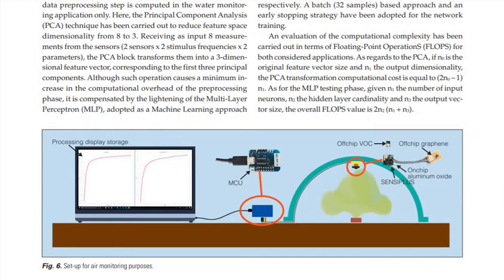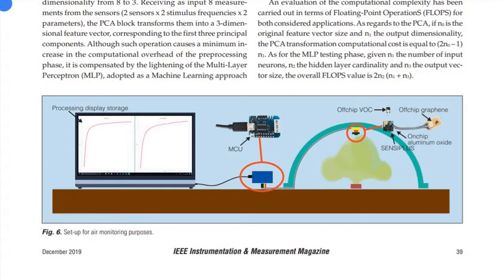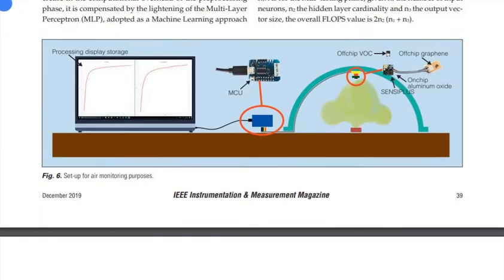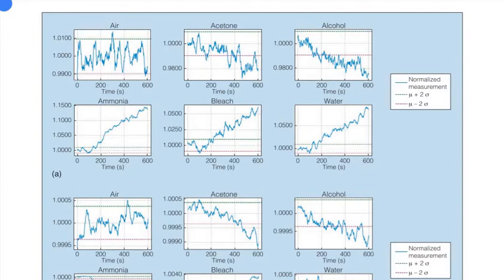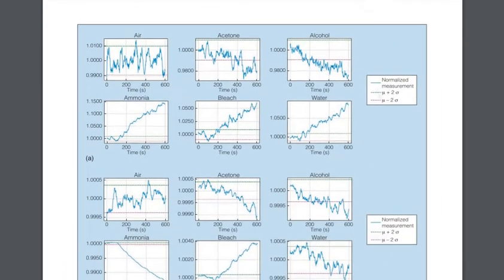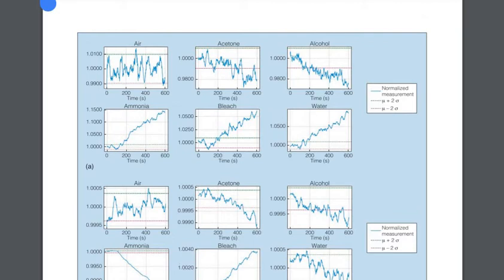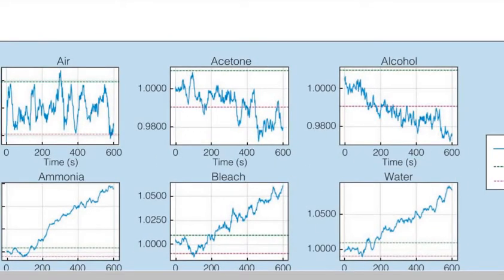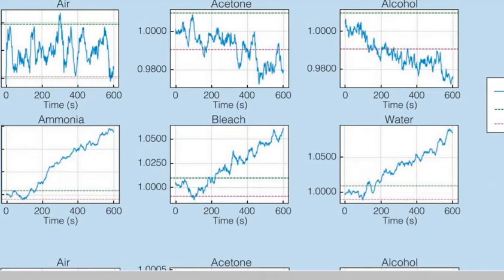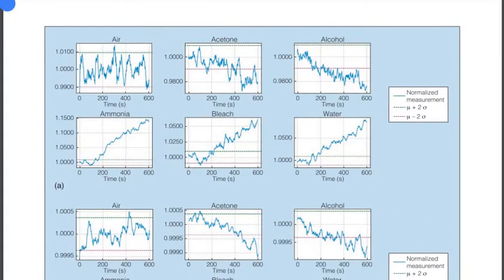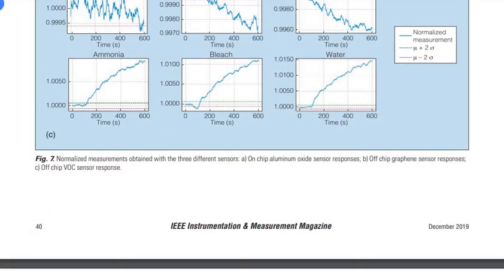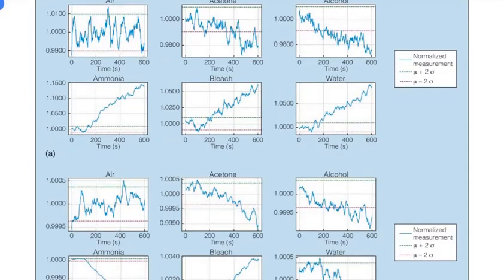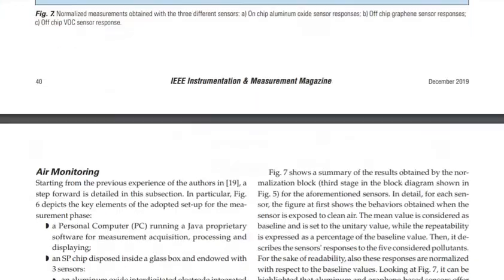Sensing the data, we can see here they are using some kind of networks. Let us talk about air. In the air you can see there are different variations in the patterns. Similarly, there are air, acetone, alcohol, ammonia and bleach. There are so many different types of particles available in the water. Only water. These are the different types of data collected by the sensors through water.